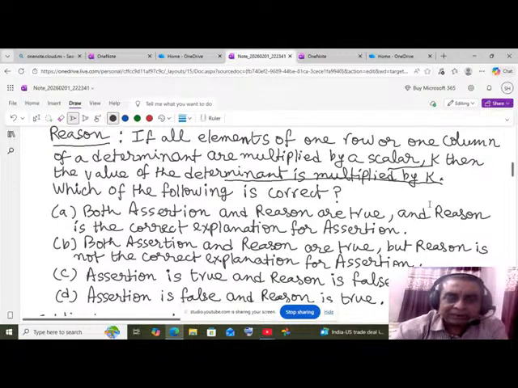And what is the reason? The reason is saying if all the elements of one row or one column of a determinant are multiplied by a scalar k, then the value of the determinant is multiplied by k.